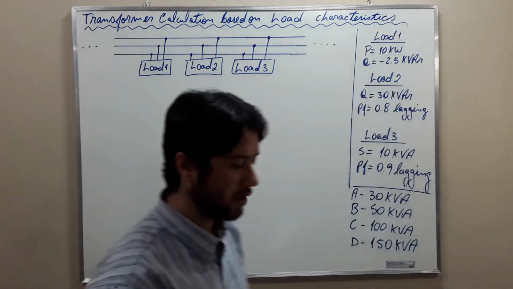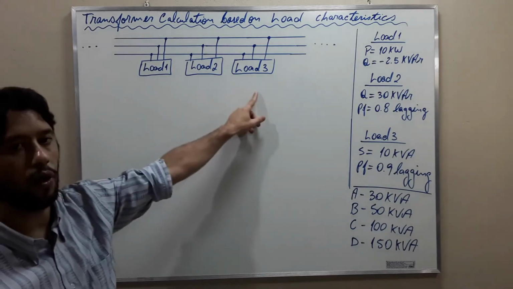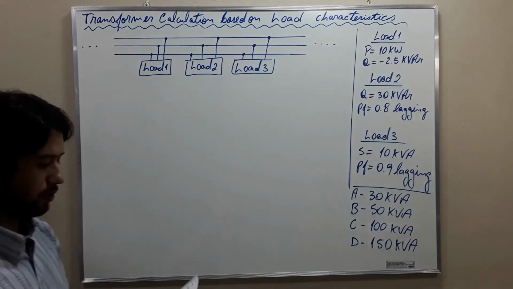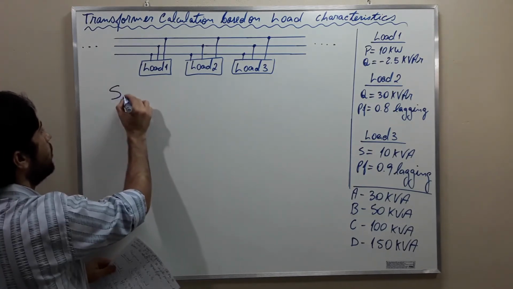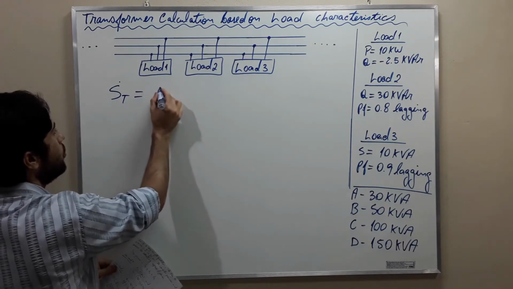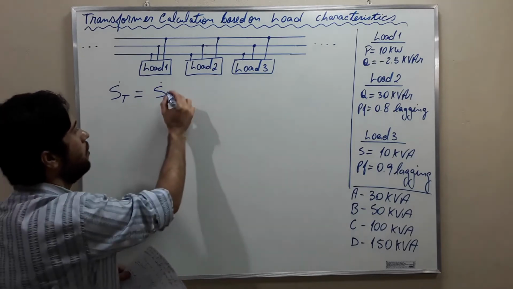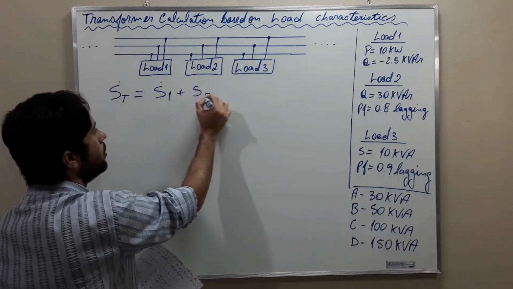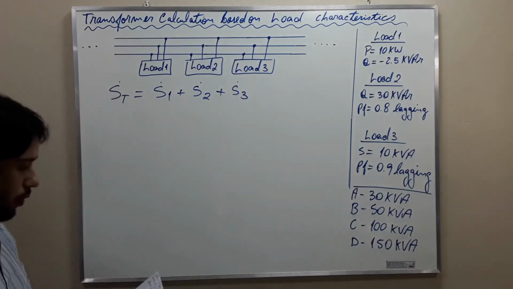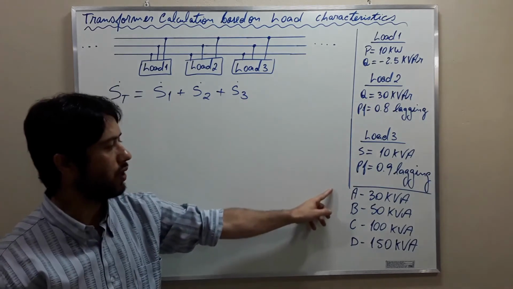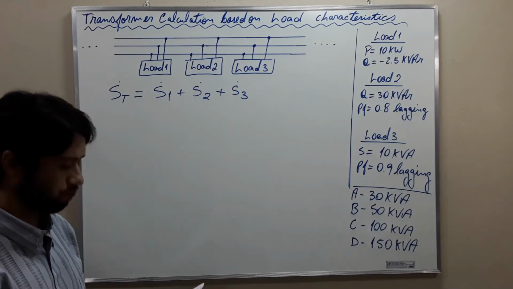This is a simple question, and the key to answering it is to sum the complex powers of the loads. The complex power of the transformer is going to be equal to the sum of the complex powers of load number 1, load number 2, and load number 3. We are going to use these values here to calculate the apparent power of the transformer.